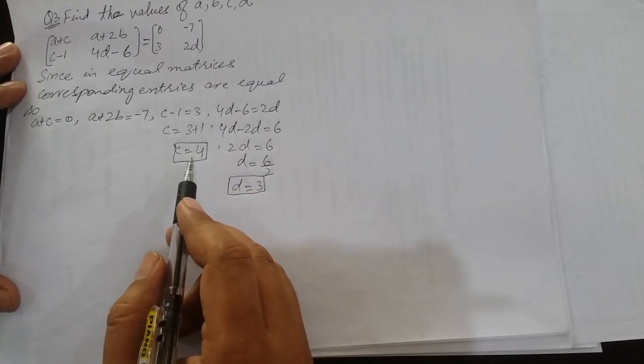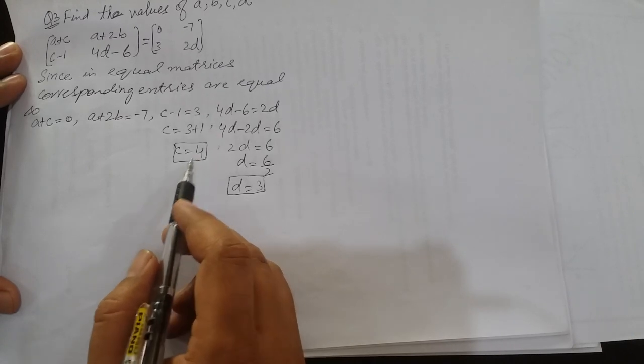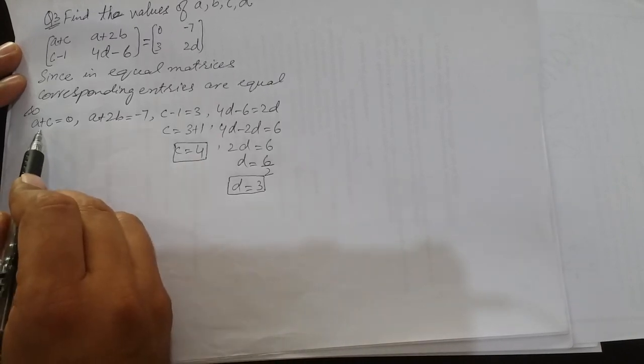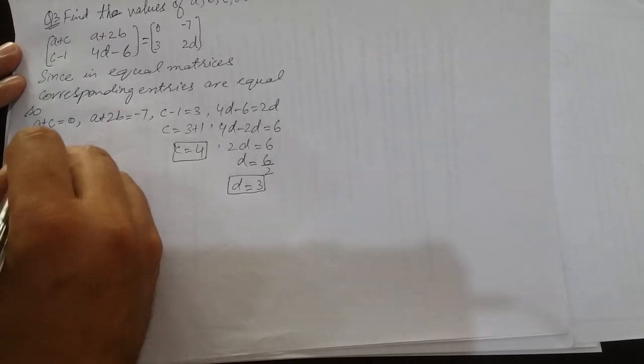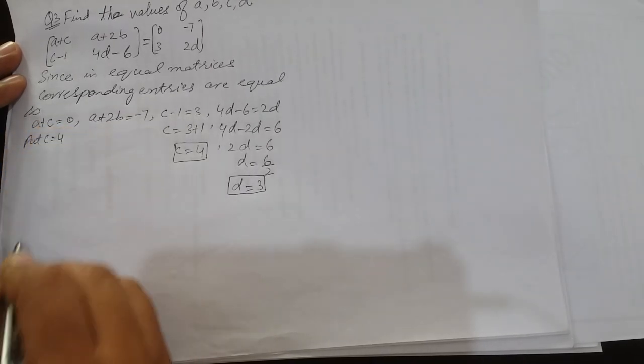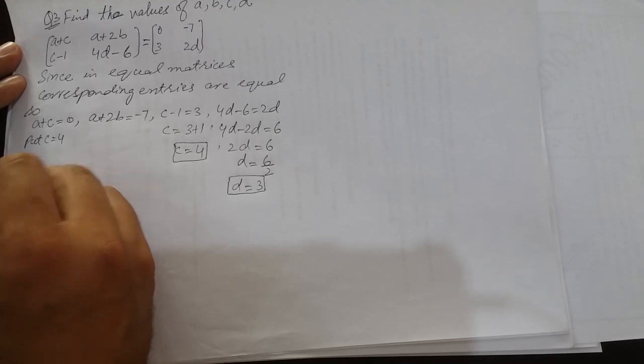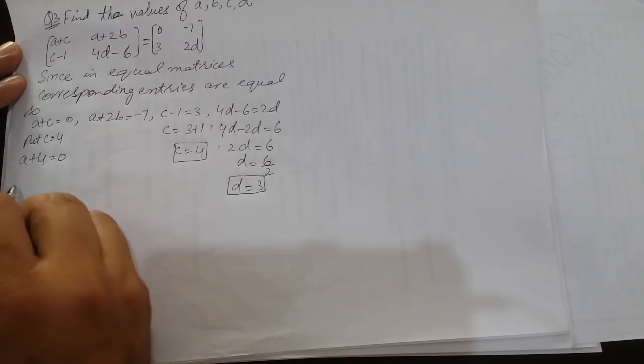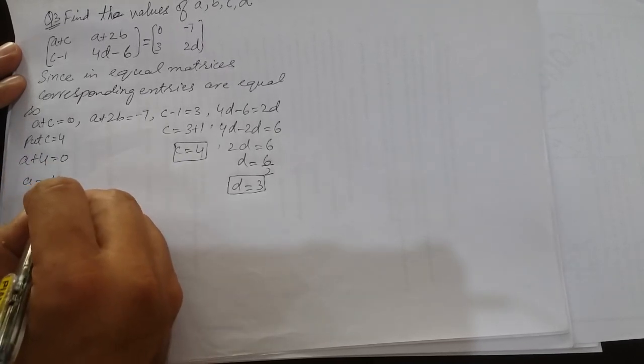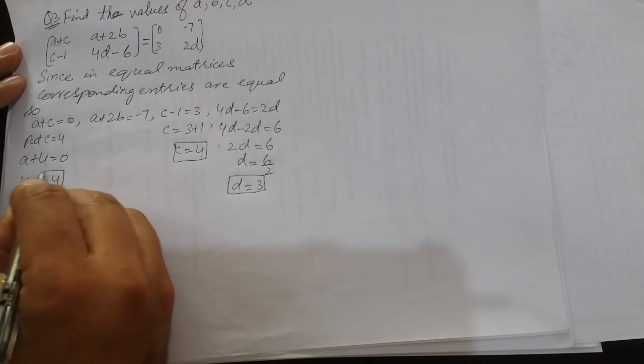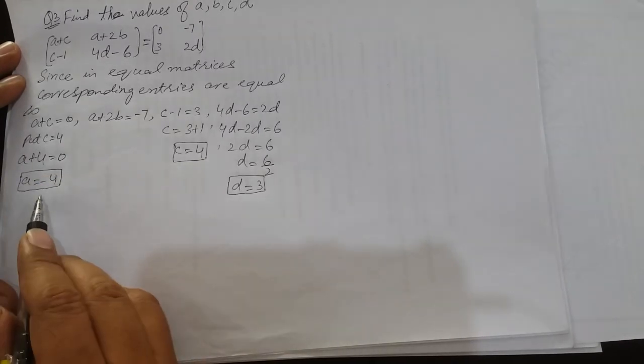Now by using this value of c, we can find the value of a by putting c is equal to 4 in this equation. So put c is equal to 4 in this equation. a plus 4 is equal to 0. So a is equal to minus 4. So in this way we have got the value of a.